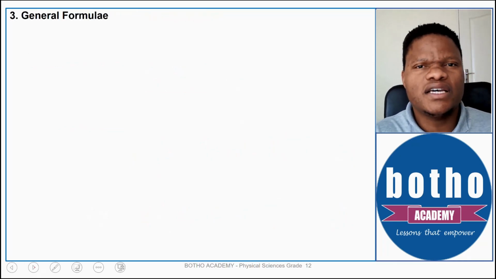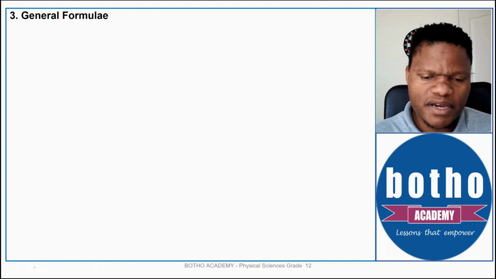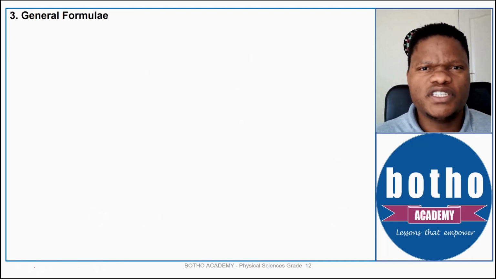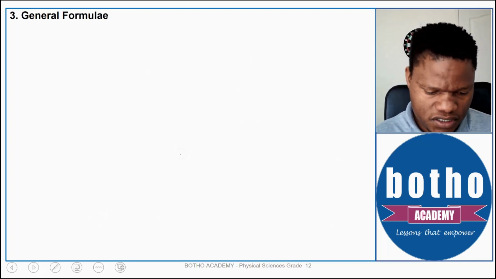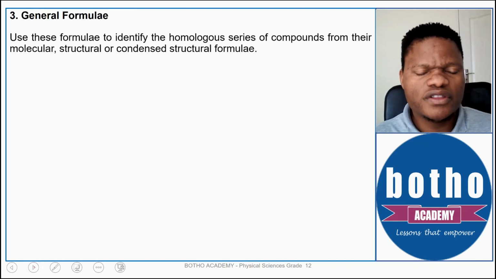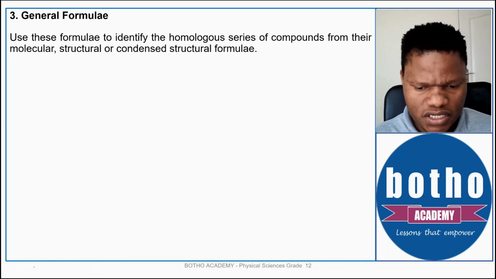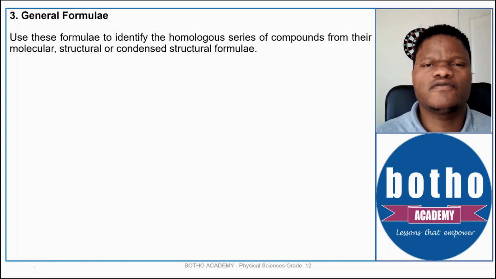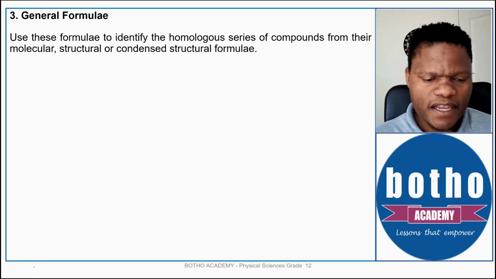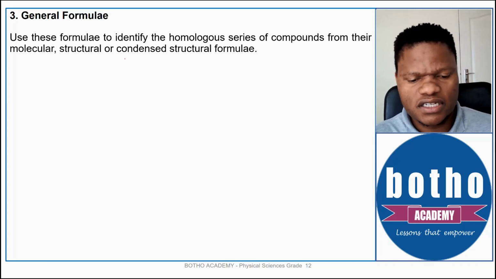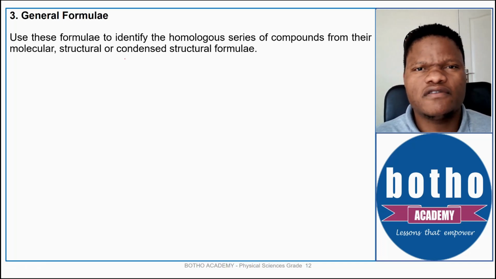Now here's another slide. I prepared this because I think it might be able to assist you, especially with the homologous series, the various types of homologous series. So these are the general formulae. We hardly talk about them. Even the exam guide doesn't really say much about general formulae, but it's also important. Now, we use these formulae to identify the homologous series of compounds from their molecular, structural, or condensed structural formula.